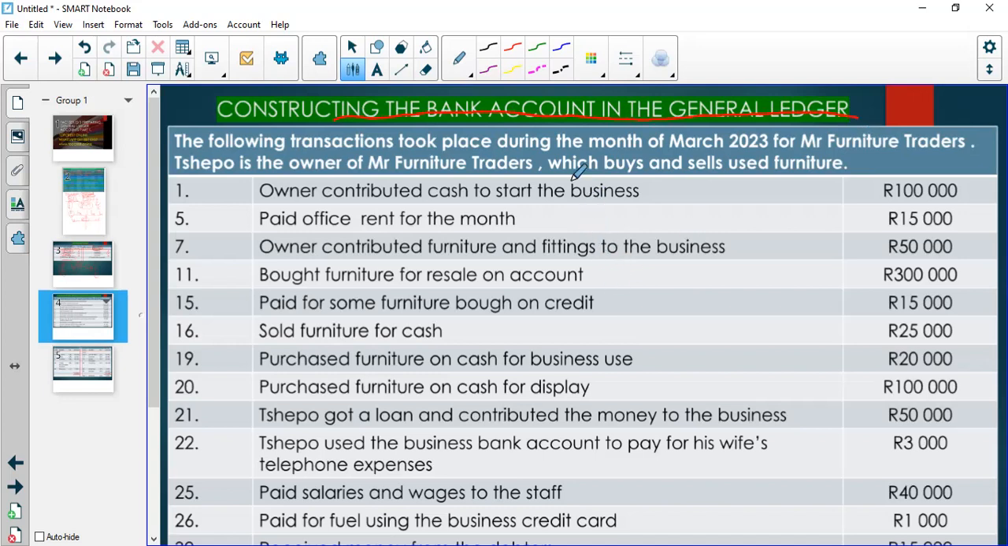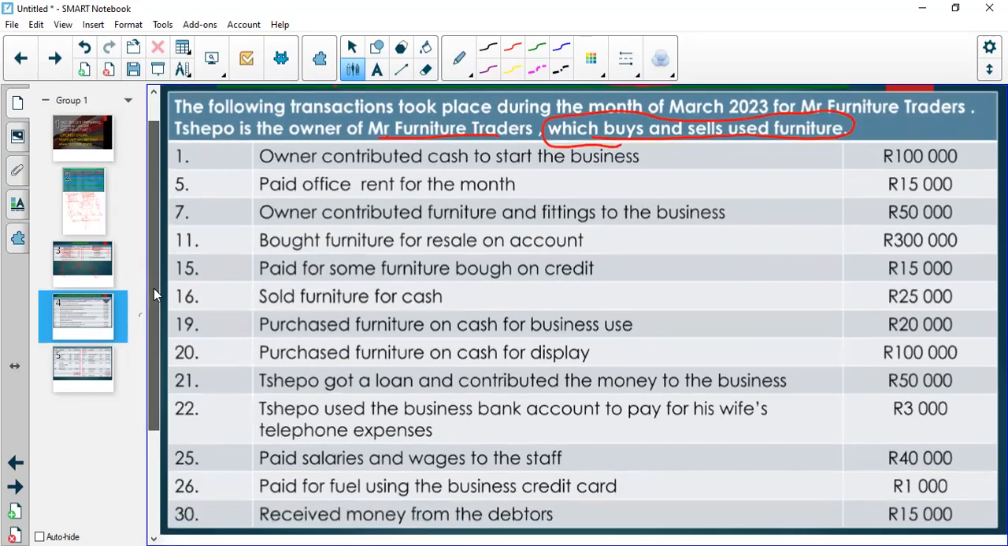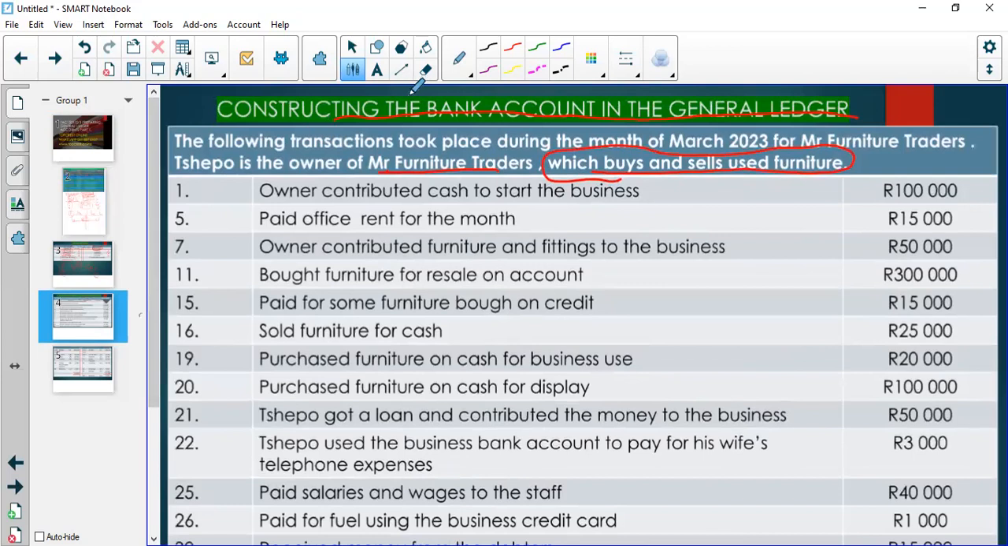All right. So this business, Mr. Furniture Traders, buys and sells used furniture, right? So that's what they do. All right, so let's look at the transactions that happened. Remember, we are going to construct the bank account. And when we construct the bank account, we are interested in those transactions that increase or decrease our bank account, right? So we are going to pay attention because not all transactions are going to affect the bank account.